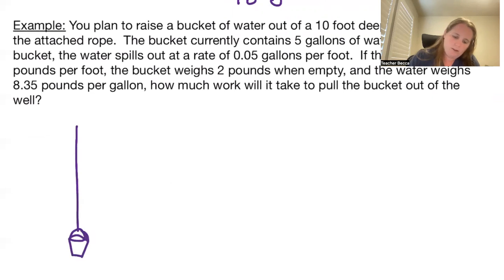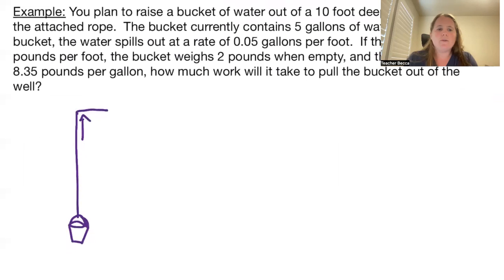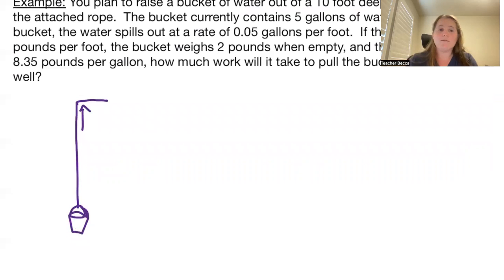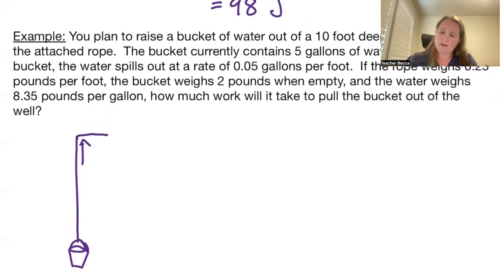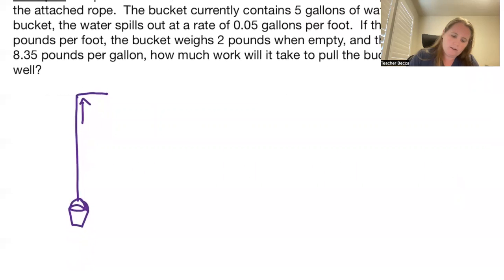And we are pulling the rope out. And so the force due to gravity will only act on the part that we have hanging. So here we are starting with a 10-foot deep well, assuming our bucket was 10 feet down below.